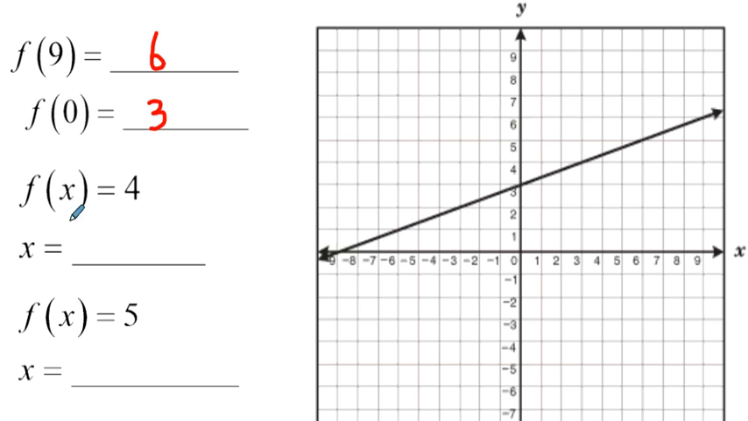Now we have f of x equals 4. We need to find x. X is the input, 4 is the output. So this time I know the output, and the outputs are y. So I'm going to go to where the output is 4.